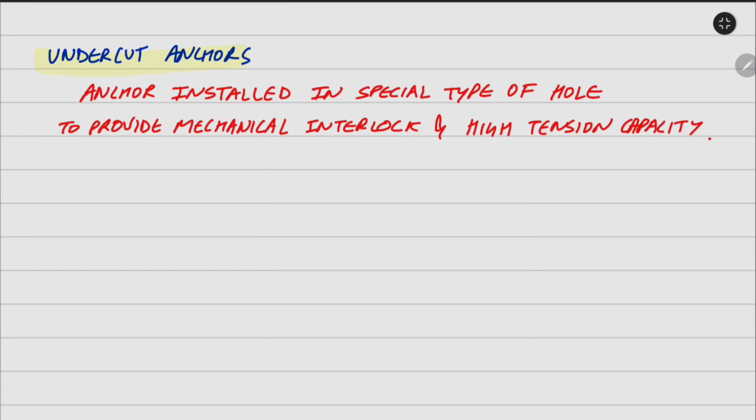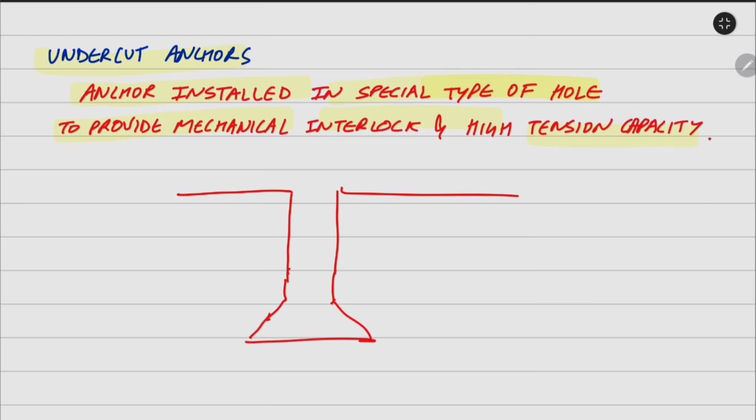Undercut anchors are anchors installed in a special type of hole to provide mechanical interlock and high tension capacity. Basically, a special type of hole is driven, and in that hole this undercut type of anchor is installed. So we can see that this is the anchor and this is the concrete area. Now a special type of hole is driven like this, and in this the anchor bolt is installed. So this is the undercut anchor.